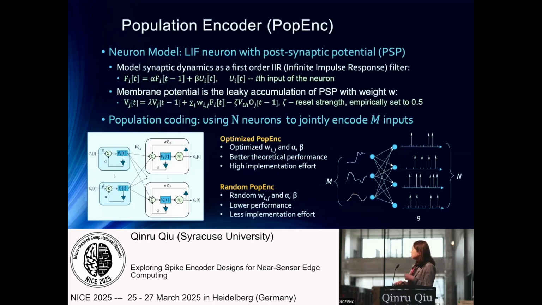So basically, the population encoder is a set of leaf neurons with postsynaptic potential. Each postsynaptic potential is represented as a first-order IIR filter. And the synaptic potential is calculated using its previous value plus the weighted input value. And then the membrane potential of this neuron is a leaky integration of the weighted PSP, or postsynaptic potential. We use N neurons to jointly encode M channels of input. And we have, again, two versions of POP-INC. One has optimized W and filter kernel. The other has random weights and filter kernels.